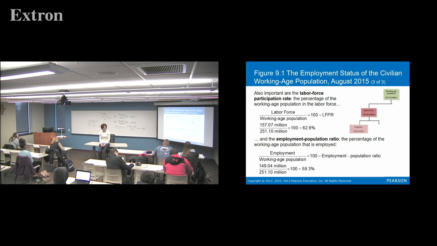Obviously these numbers would be different now. Multiplied by 100 just to get the percentage, and 62.6% of the working age population is working. All right? And then the employment population ratio, okay? How many people are actually employed, in this case, is 59.3%. Okay?